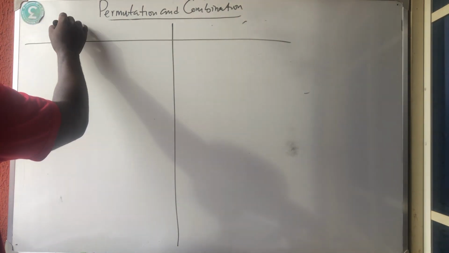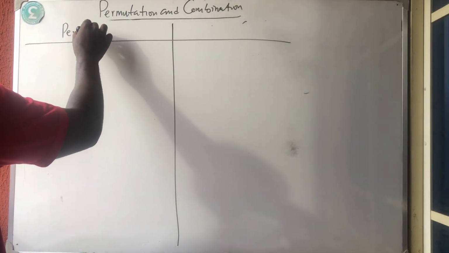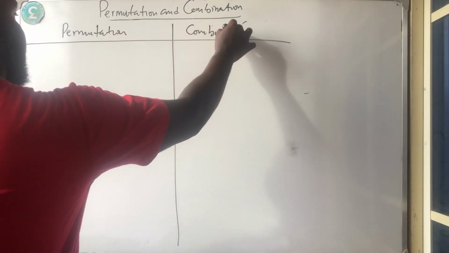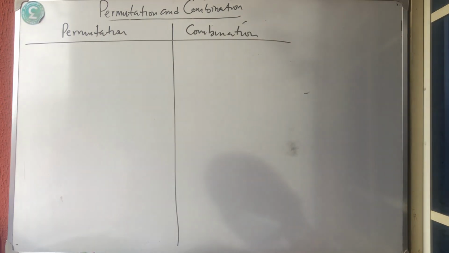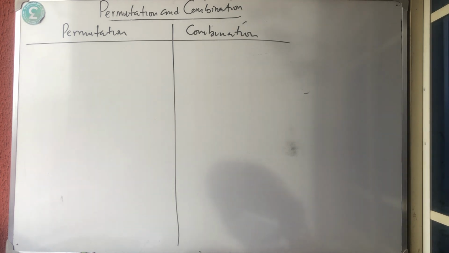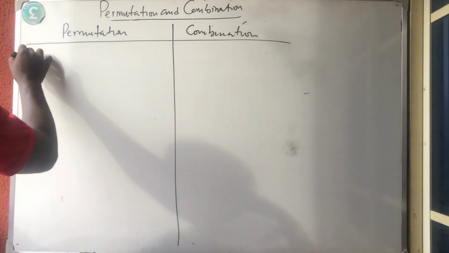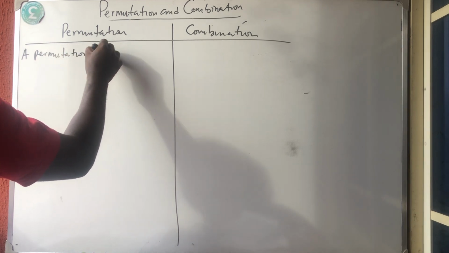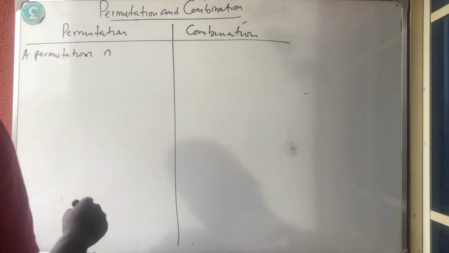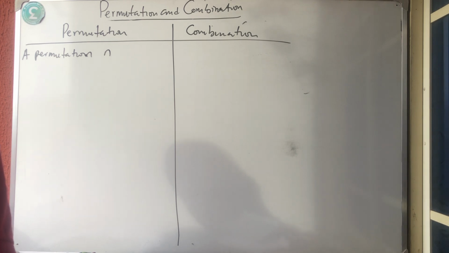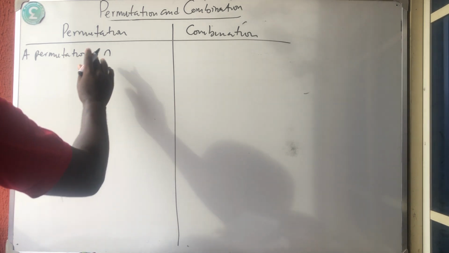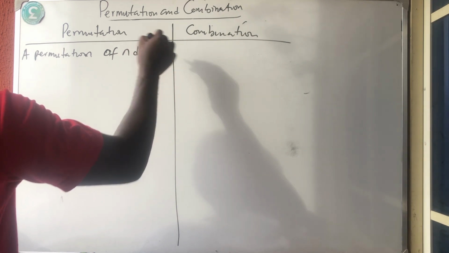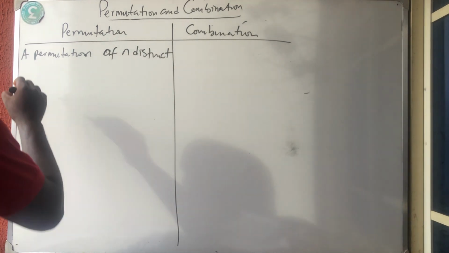Like it said in this book, that is confusing. Permutation and combination. Okay, so now listen. A permutation of n distinct objects.